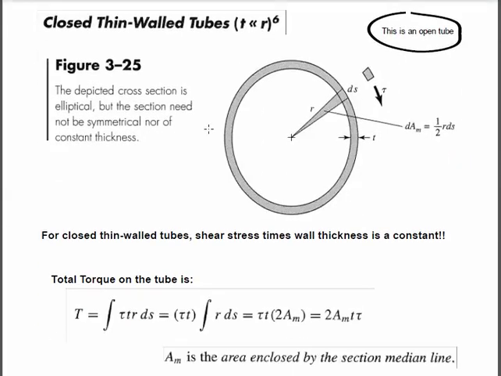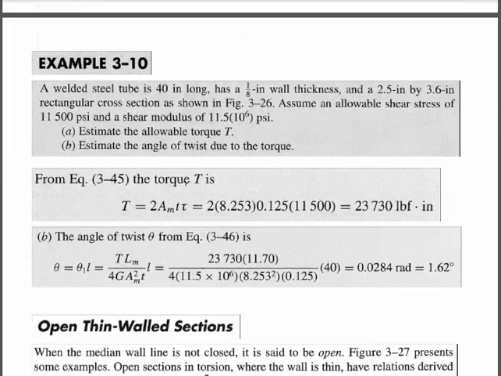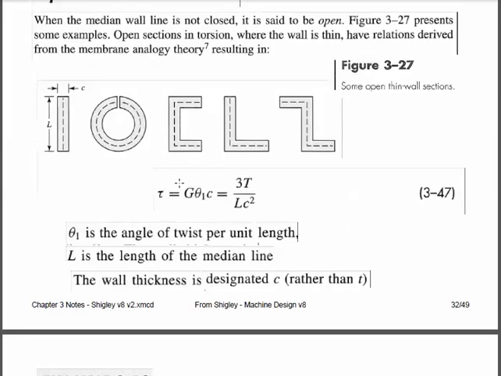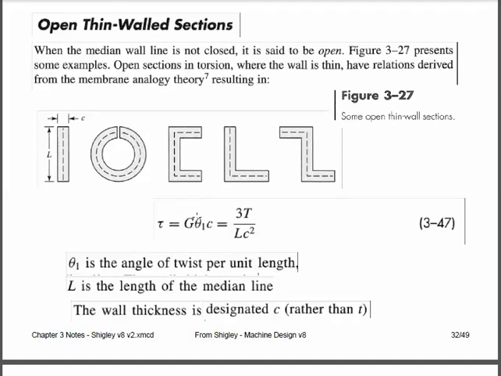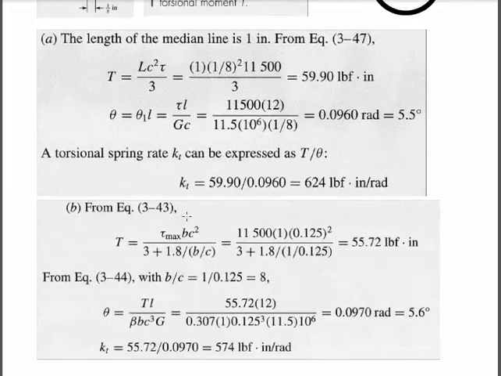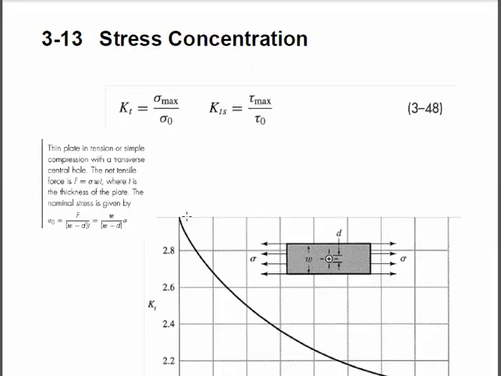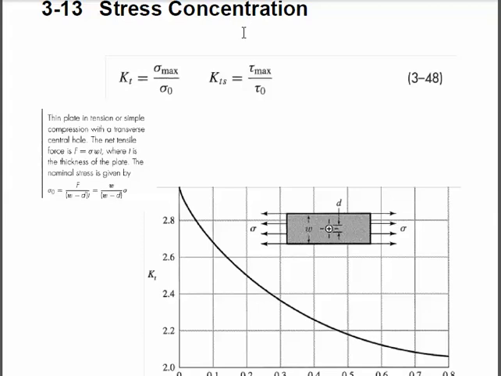Okay, closed thin wall tubes in torsion. We're really not going to deal with that on the test. I'll let you have a pass on that one. The open thin wall sections, I'll let you have a pass on that one as well. Stress concentrations, we did talk about. I didn't put anything about it on the first test, but who knows, it might show up on this test.